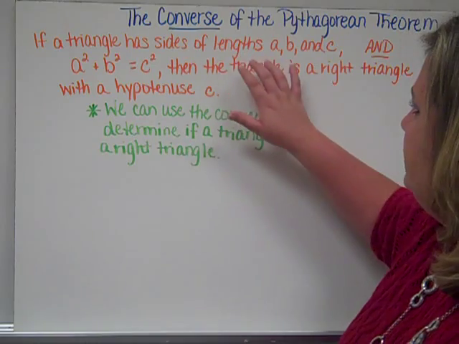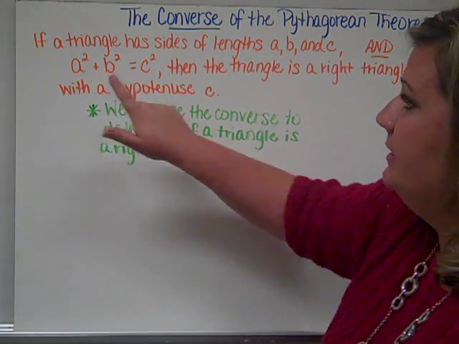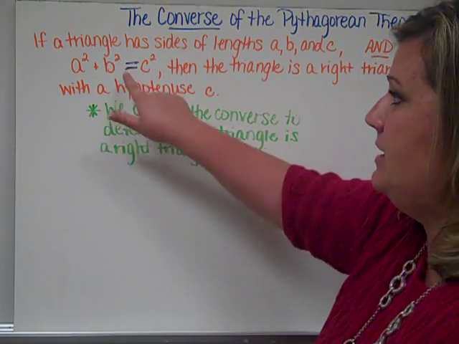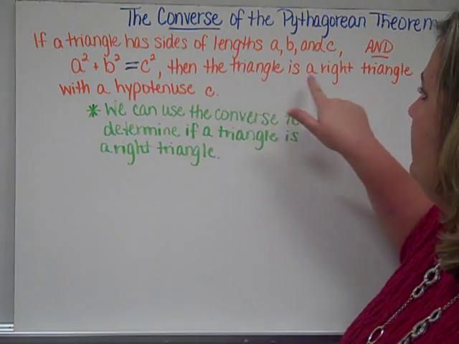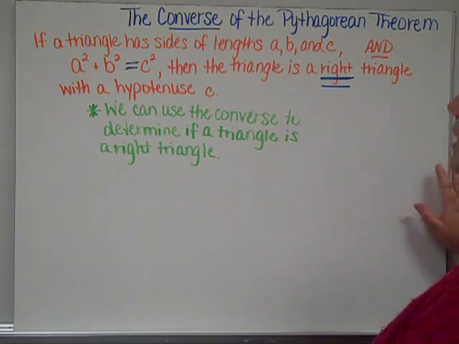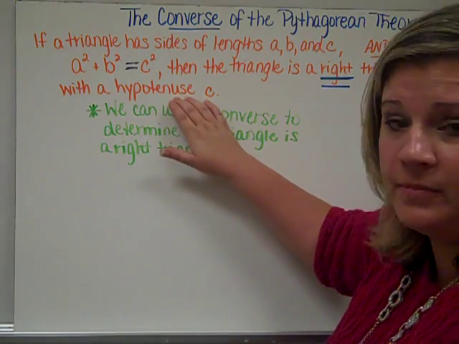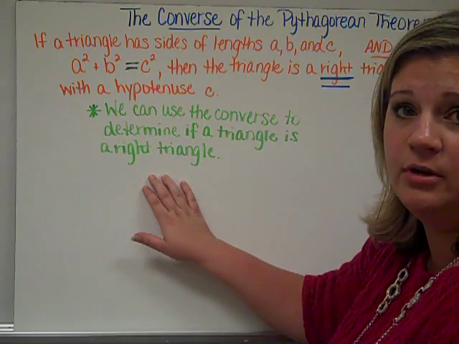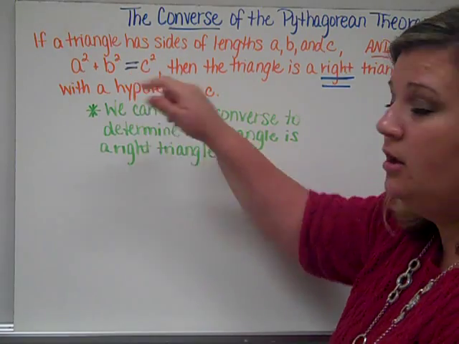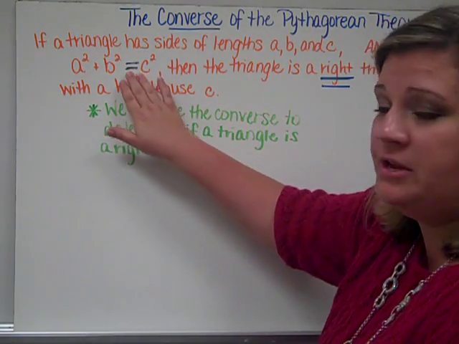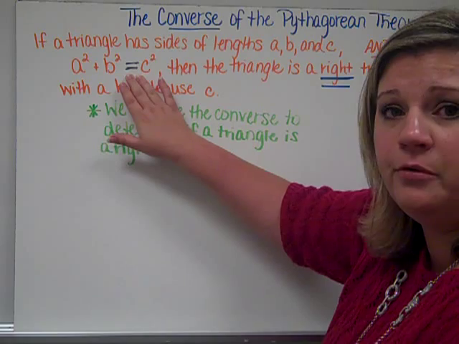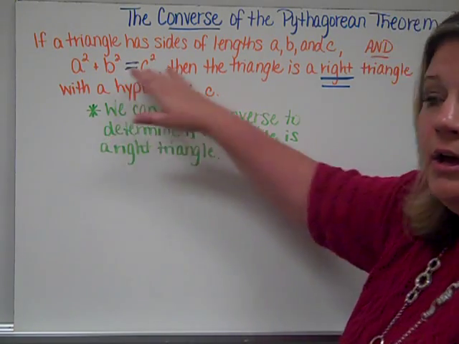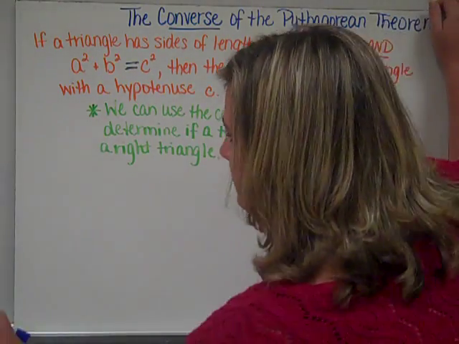If a triangle has sides of lengths a, b, and c, and a squared plus b squared equals, this must be a true statement, c squared, then the triangle is a right triangle with a hypotenuse c. We can use the converse to determine if the triangle is a right triangle. So if it's not a true statement, if both sides do not equal, then we know it does not form a right triangle. It could form an acute, a scalene, obtuse, those types of triangles.